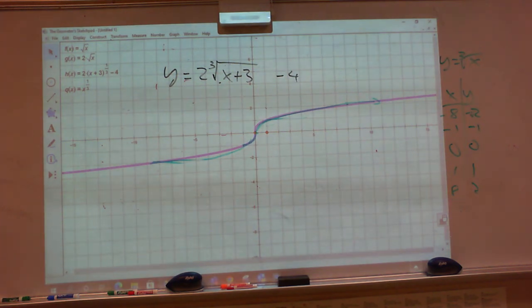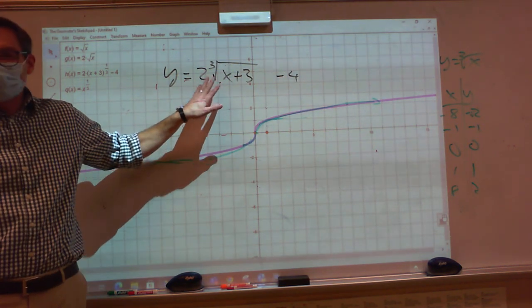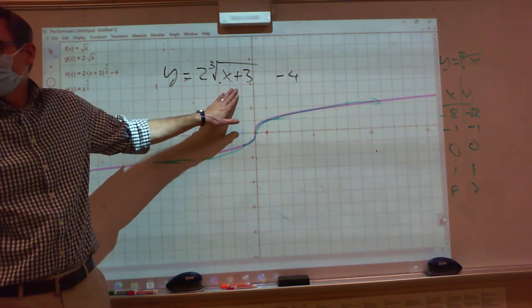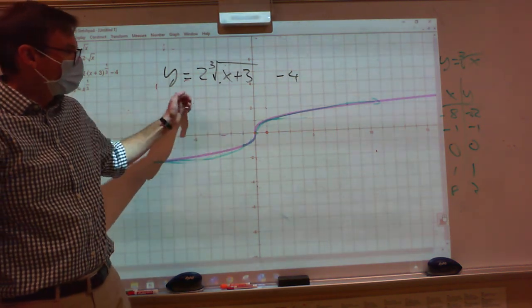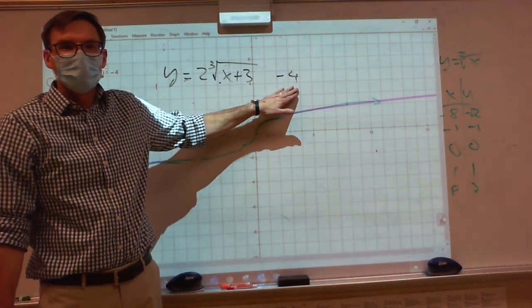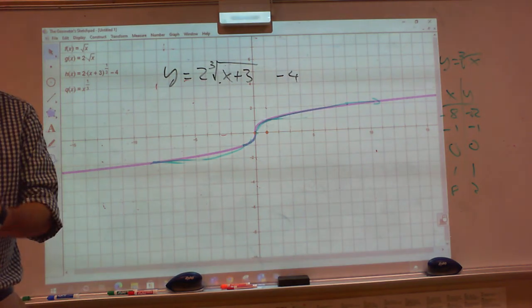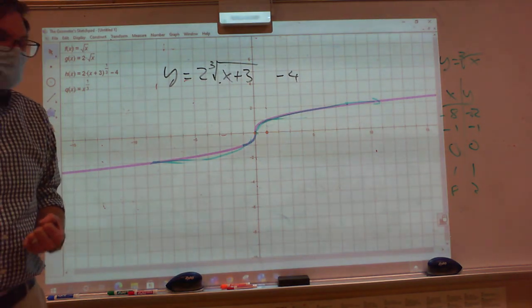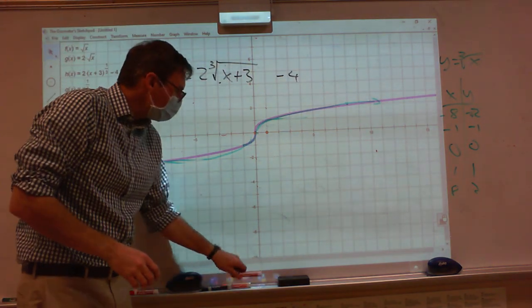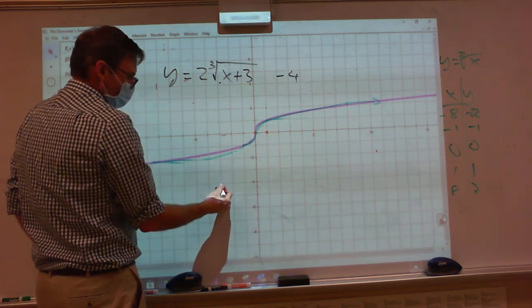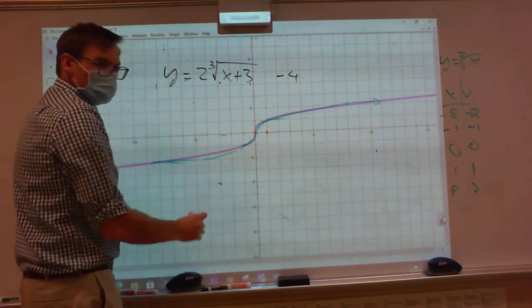What have we done to our graph? Everybody recognize we have the cube root function, right? What's the plus 3 tell me to do? Left. Go left 3. What's the minus 4 tell me to do? Down 4. What's that 2 tell me to do? Stretch it, right? So if I had to guess at what this graph looks like, I'm going to go back 3, down 4. I take that center point and do this, right?